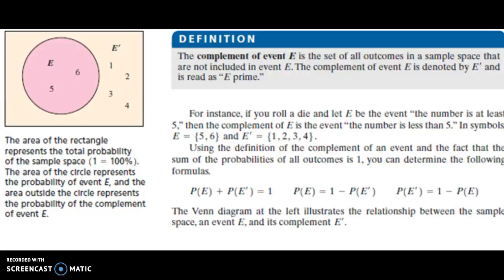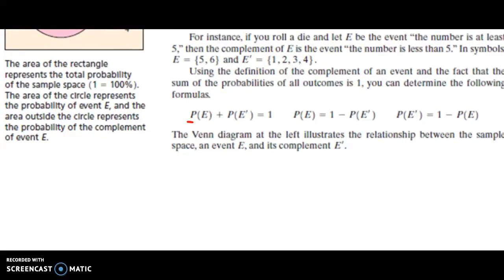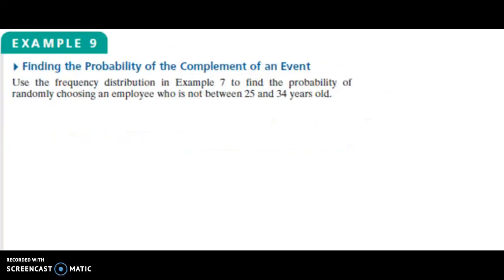So, complement of an event is our next definition. Essentially it says if the set of event E is the set of all outcomes in a sample space, then those not included in event E would be the complement. We denote it like this, E with an apostrophe, known as E prime. And you'll notice that the probability of event E happening and the probability of E not happening, or E prime, is always going to be 1. So that's kind of nice to know.